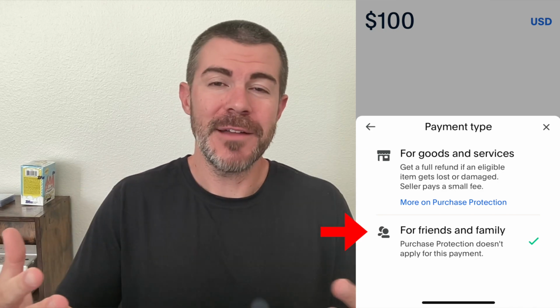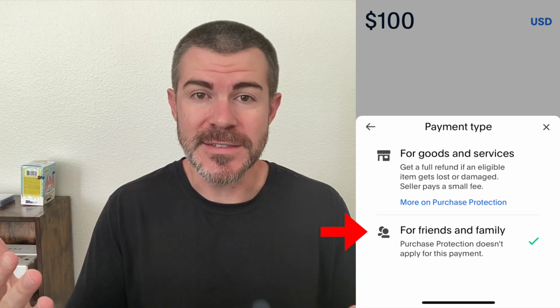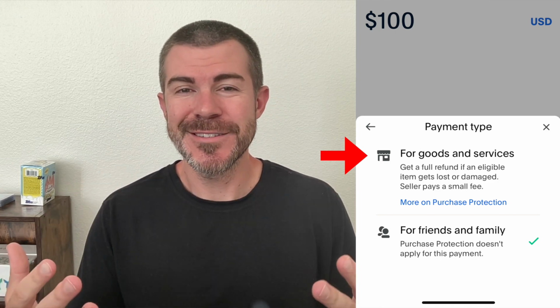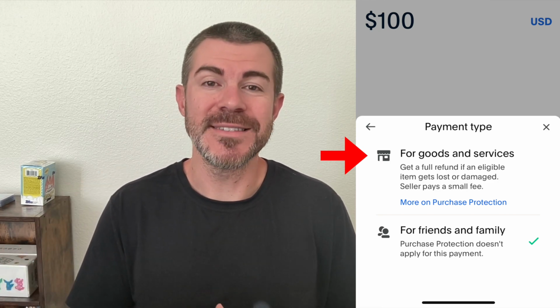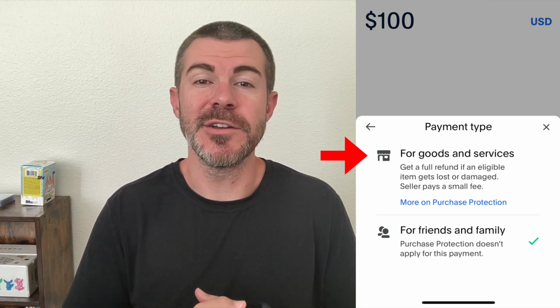So basically, if you're buying from someone that you know, you can use friends and family. There's zero fees. If you're buying from someone that you don't know, you can use goods and services. There's going to be a small fee for the seller, but it gives you protection if something goes wrong with the transaction and you can do a refund.